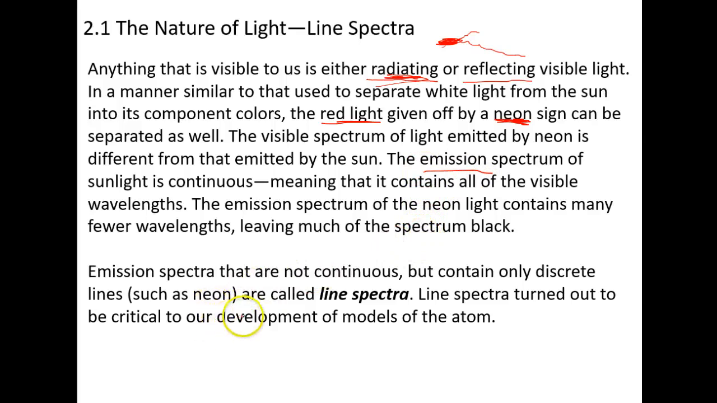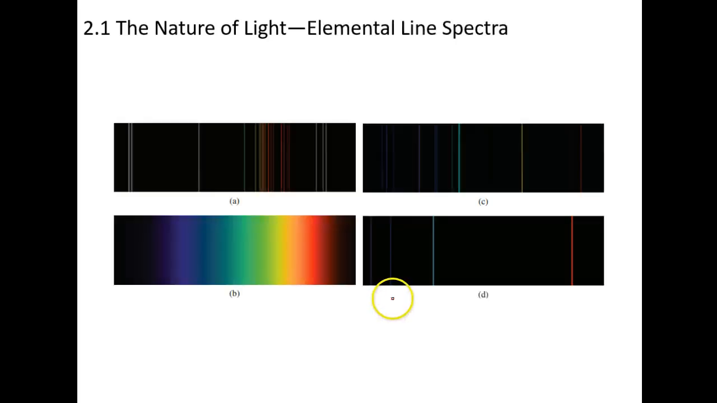All right, so let's see down here, emission spectra that are not continuous but contain only discrete lines, such as neon. It's called a line spectra. I believe we're going to talk about line spectra right now. This was kind of huge. They didn't know about this. This was kind of huge in coming up with the quantum era. All right, what it's basically saying is, all depending on the chemical, it absorbs certain energy levels or certain wavelengths of light, which is characteristic for that chemical.